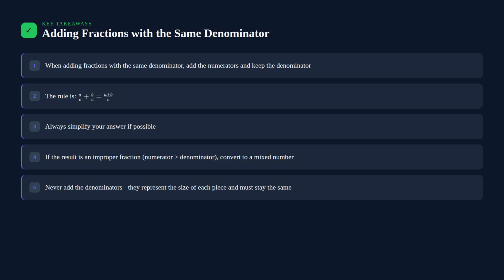Point 4. If the result is an improper fraction, numerator greater than denominator, convert to a mixed number. Point 5. Never add the denominators, they represent the size of each piece and must stay the same.